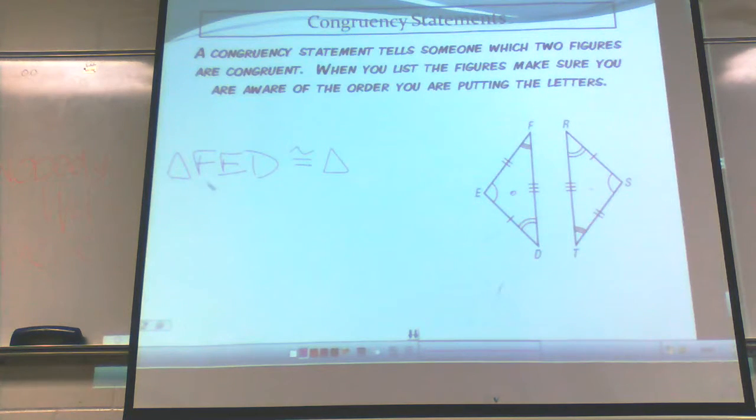The order of the second one has to match up in corresponding order. Such as F is the first letter here. The first letter on my second one has to be the angle that corresponded to F. So that was T. The middle one has to be the one that corresponds to E, which is S, and then D and R. So the order of the first one doesn't matter. If I would have started this triangle PDF, then what would come after would be S, because that corresponded to E, R, because that corresponded to D, and then E. So those would both be correct.